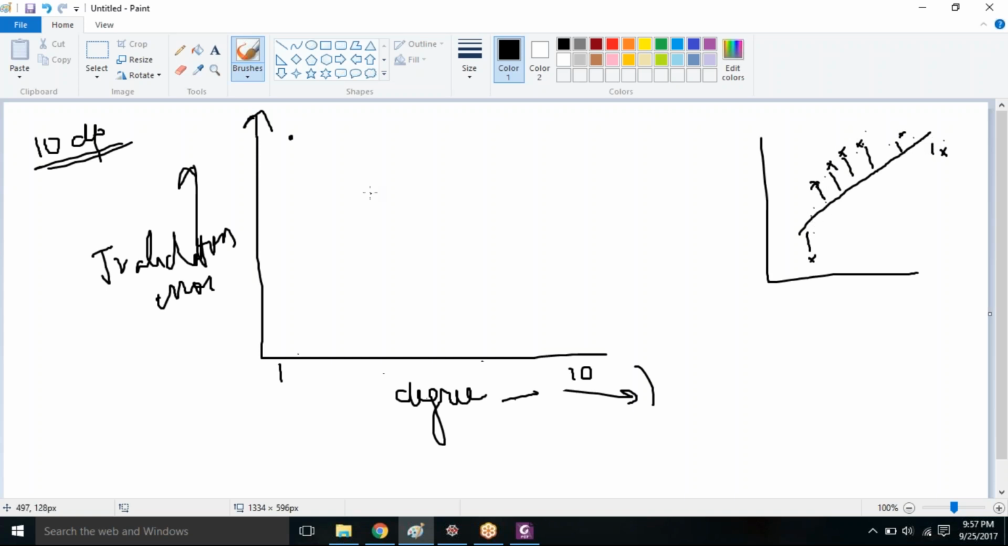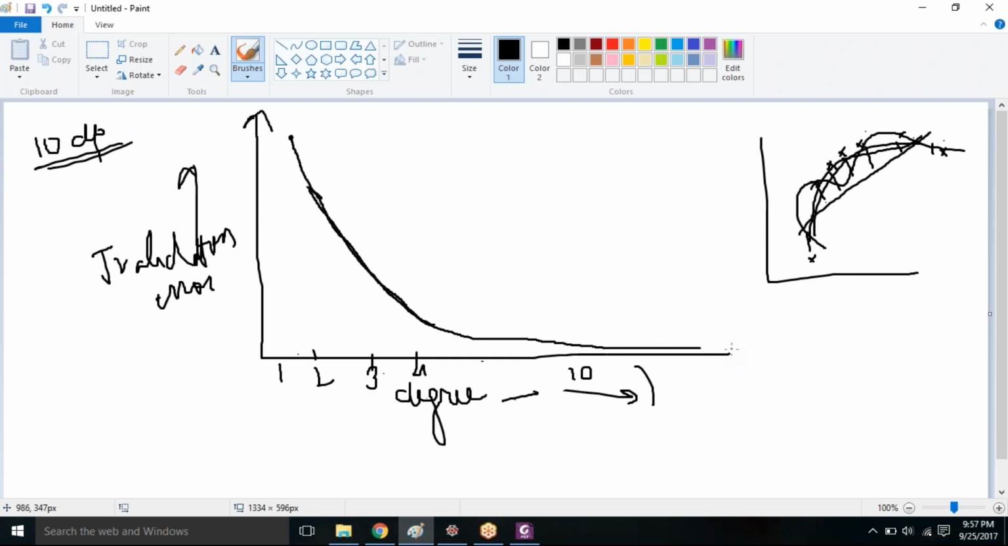So this error will be high, but as you move toward degree 2, degree 3 or degree 4, the validation error will go down. Why? Because in the same example, when you go for degree 2, it will be something like this. Then degree 3, something like this. Degree 4, something like this, right? So on the training data, the error is going down, going down, and as you move towards degree 10, it will be almost zero.